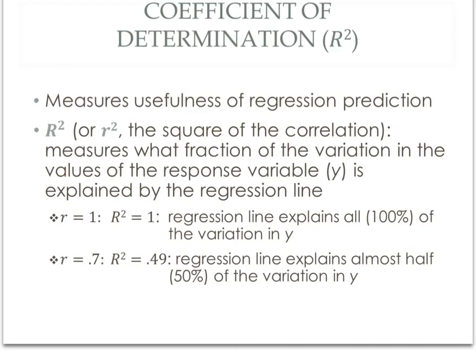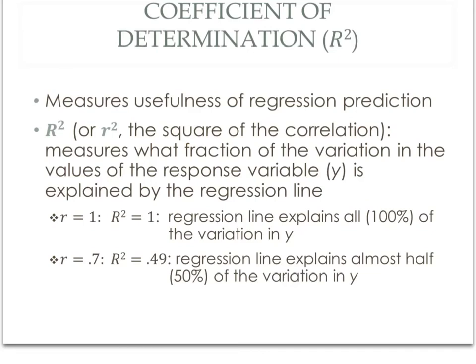Now the coefficient of determination is the last thing I want to talk about with regression, because it's going to measure the usefulness of the regression prediction. So we can certainly put a best fit line, no matter what our R is. We can write a best fit line, and we can make predictions off of it. But how useful is that actually? How close are we? How much does this variable influence the response variable, so that we can say, yeah, the influence is strong enough that we can make a pretty strong prediction?